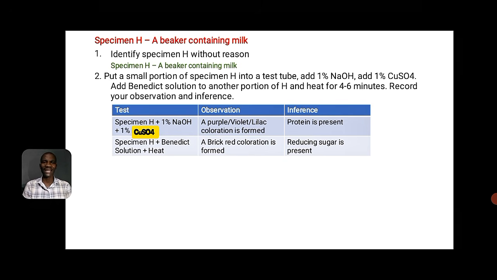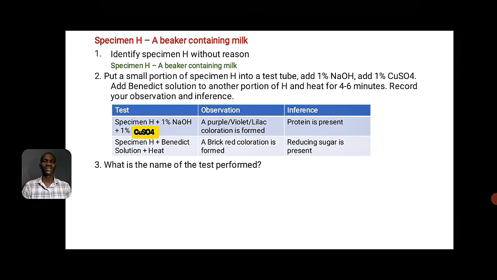So the inability of sucrose to reduce copper 2 into copper 1 makes it a non-reducing sugar. So sucrose is a non-reducing sugar, while others are reducing sugar. So the simple sugars and the monosaccharides and the disaccharides, except for sucrose and trehalose. So Benedict solution can work. Fehling solution can also work for them.